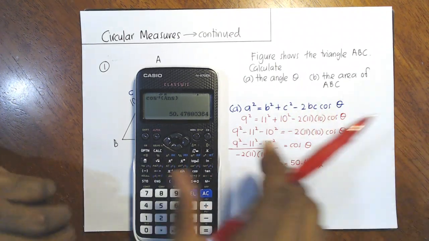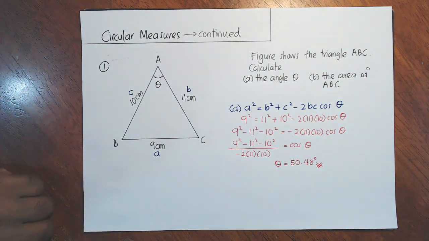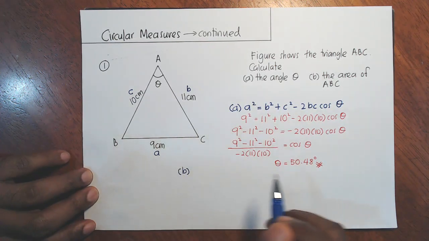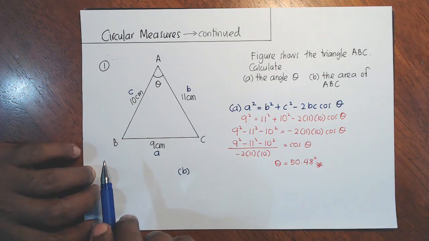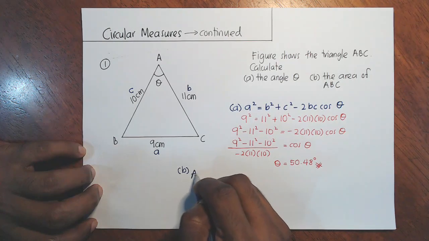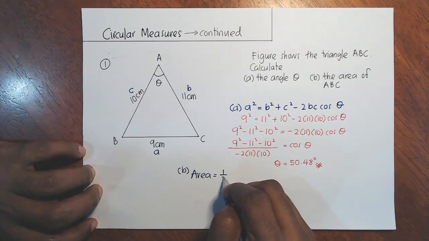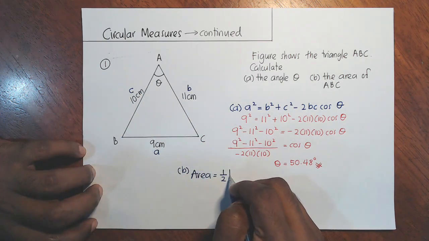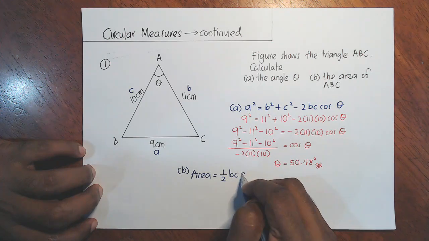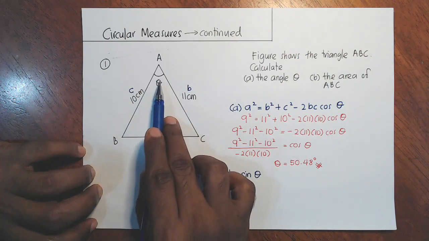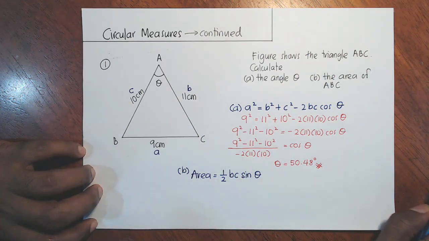Now the area of ABC. To calculate the area of ABC, there's also a special formula from that chapter, solutions of triangle. Once you know this angle already, 50.48, you can very easily calculate the area by doing area equals to 1 over 2, you have to use the two sides that make the angle. So 1 over 2 times b times c times sine theta. So you use the two sides and then you times by the sine theta times by half.